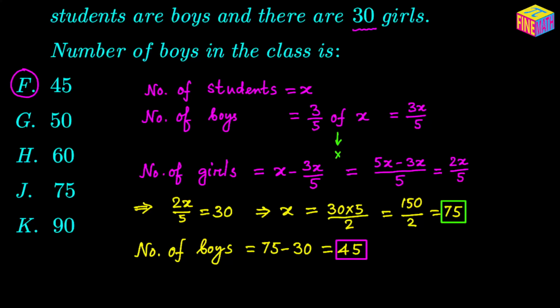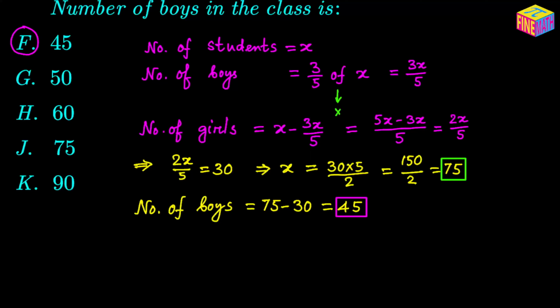And also if you look at it from another aspect, we had number of boys as 3 times x over 5. And what is the value of x? Well, we have found that the value of x is equal to 75. So this must be 3 times 75 over 5, and if we divide both the numerator and the denominator by 5, this would be 1 and this would be 15. So that would be 3 times 15, which is equal to 45.